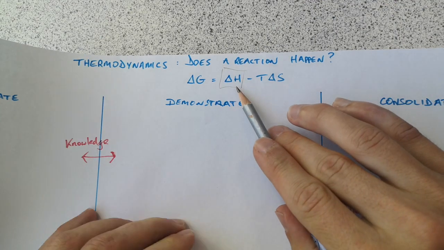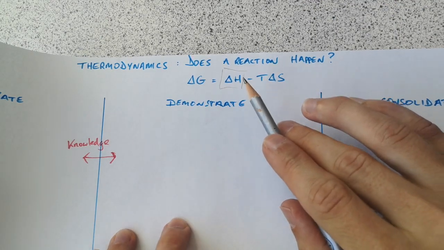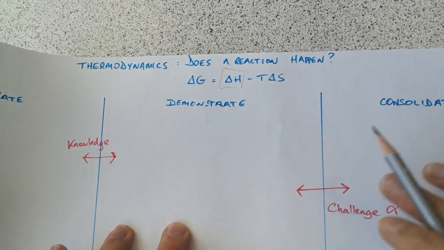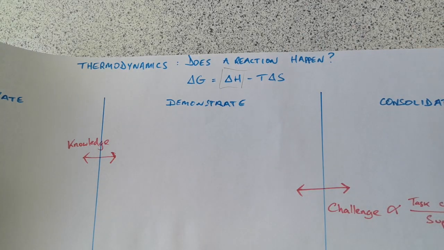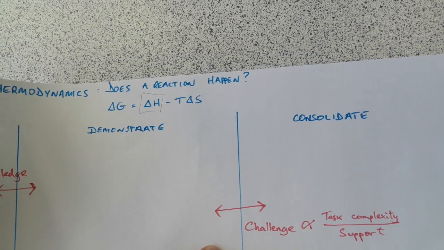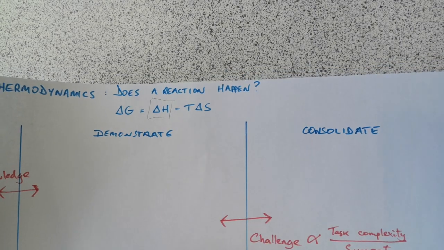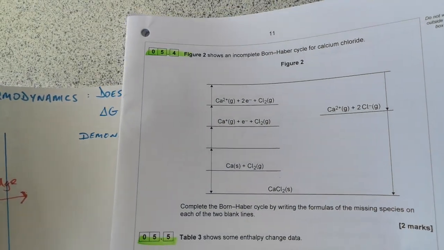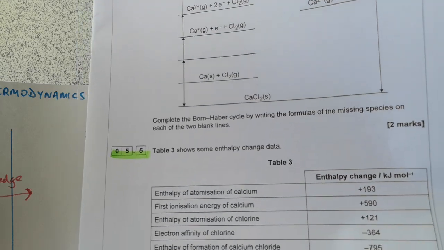There's a couple of ways of working this out, either through a model or using what's called the Born-Haber cycle, which is what we're looking at in this kind of couple of lessons. All right. So to think about the consolidation, first of all, I'm going to get my students to do this exam question from 2023.